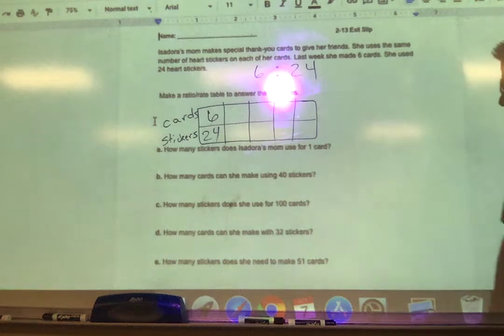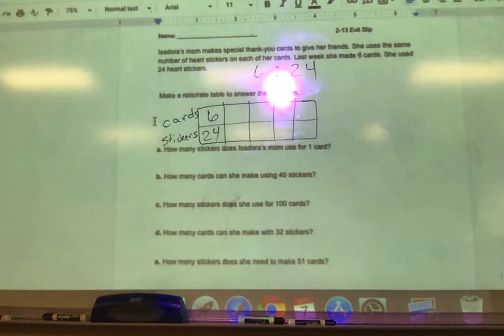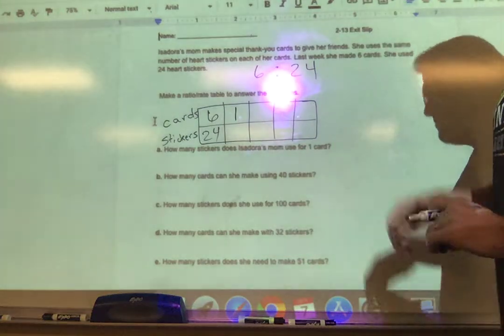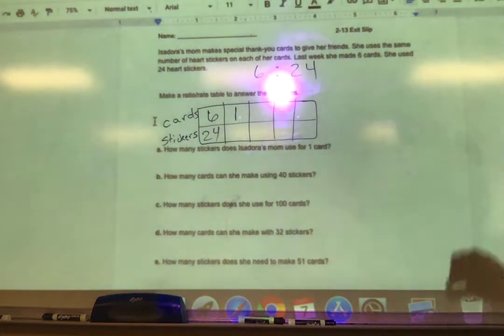Okay, so we're trying to figure out some questions dealing with this, but before we get started, the first question we'll talk about it. We've talked a lot about trying to get things to unit rate. They're easier to understand if you get one of them to a 1. And so in this case, I'm going to go, what would 1 card be then? And how many stickers on every 1 card makes it easier to understand the big picture.